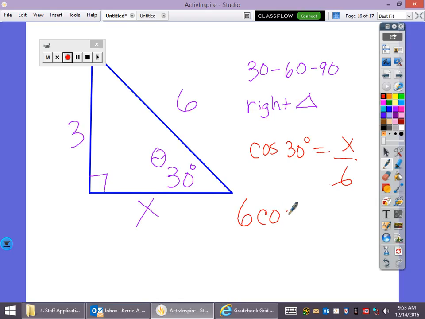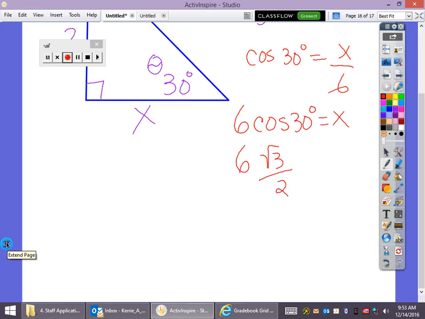6 times the cosine of 30 equals x. No calculators. Hand trick. Cosine of 30, what is it? Okay, now 6 and 2 are plain numbers, so I can do regular math. What's 6 divided by 2? 3. So 3 square root of 3 is the answer. Problem done. Except the problem is when I say I want the answer in radical and no calculators, you're going to be in trouble. All right.